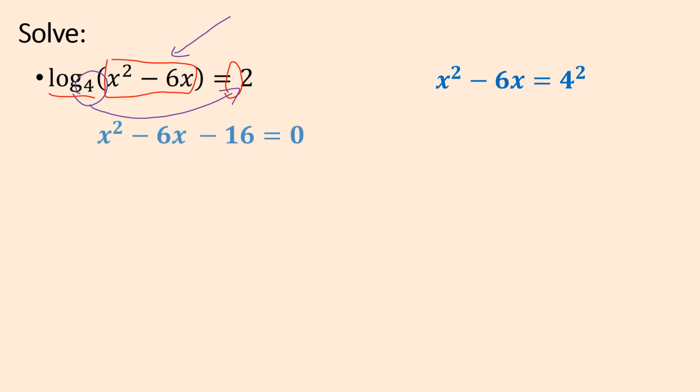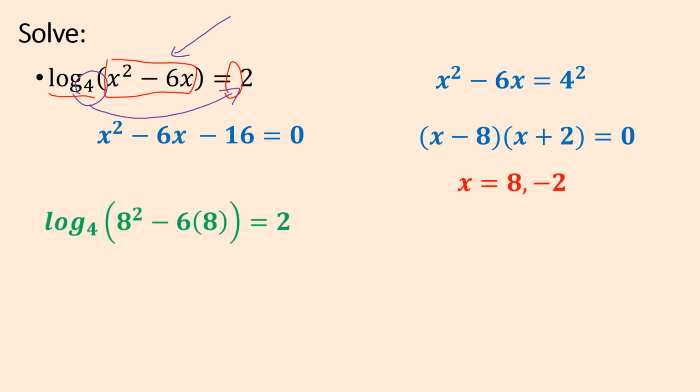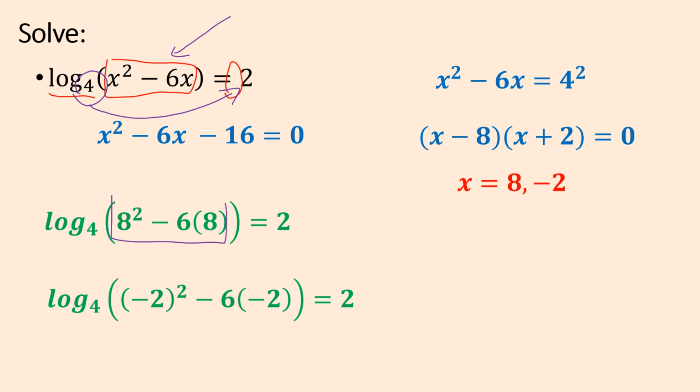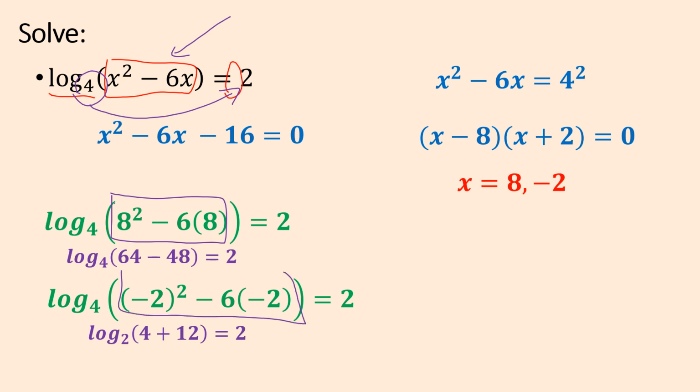Now this we can move all to one side and then earmuff: x minus 8, x plus 2. We get 8 and negative 2. If we plug those both in, we want to see, do they equal 2? So 8 squared minus 6 times 8, 64 minus 48, that's going to give us 16. Over here we have negative 2 squared, that's 4. Negative times a negative plus 12, that's also 16.